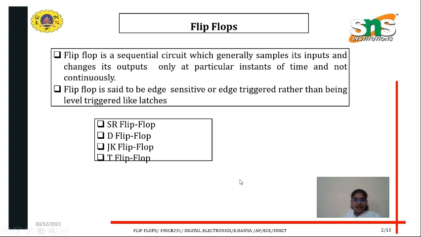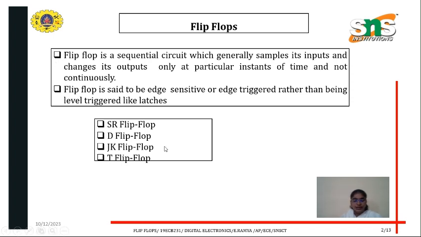So what is meant by a sequential circuit? A sequential circuit is a memory-based circuit. A combinational circuit is a memoryless circuit, which generally samples its input and changes its output only at a particular instant of time and not continuously. A flip-flop is said to be edge sensitive or edge triggered rather than level triggered like latches. So what is the main difference between a flip-flop and a latch? A latch is a level triggered device and a flip-flop is an edge triggered device.